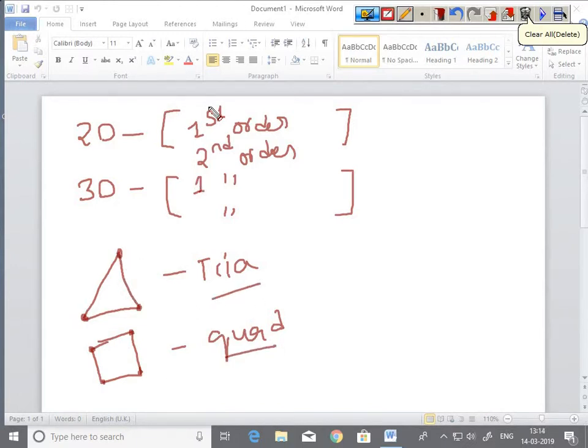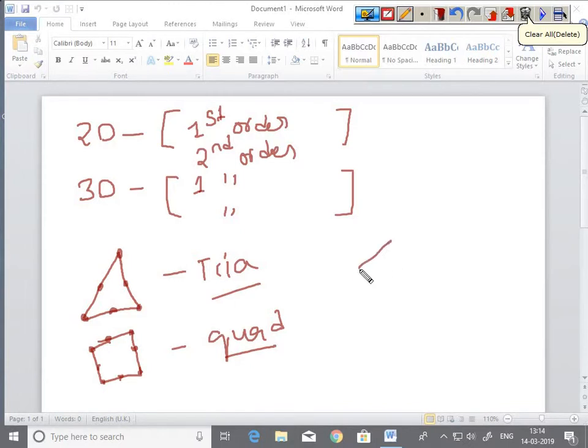Whenever you say a 2D element of first order, it has nodes only at the corners. But whenever you say second order, it has nodes at the midpoints as well. So this will be converted into second order. Similarly, quad is also a 2D element, so wherever you have two points, a midpoint is added into the system. That is second order.